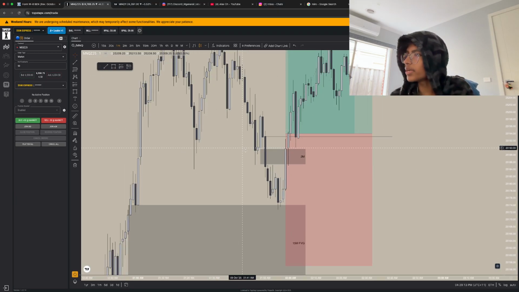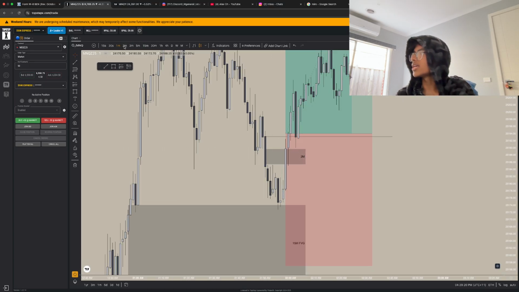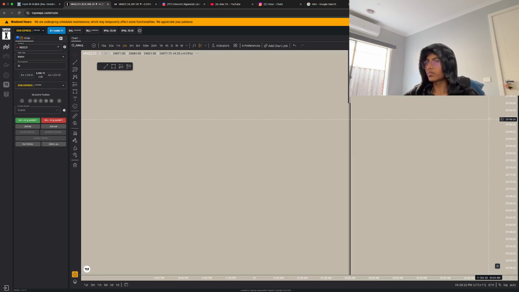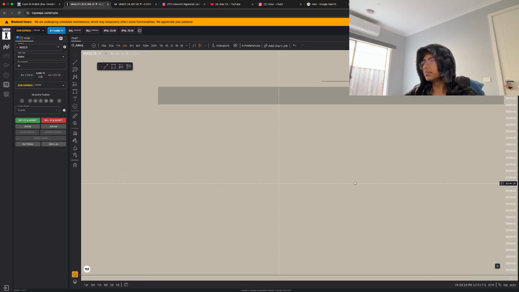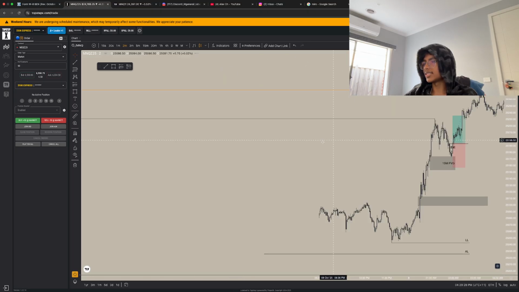As you can see, this is on a 1-minute time frame. There's a fair value gap here. Yes, there's a fair value gap here, but why am I not entering on a candle close in the 1-minute? Because if you go to the 2-minute time frame, let's just go to the 2-minute time frame right here. Where is it? All right, here.